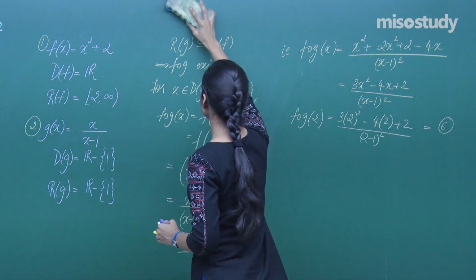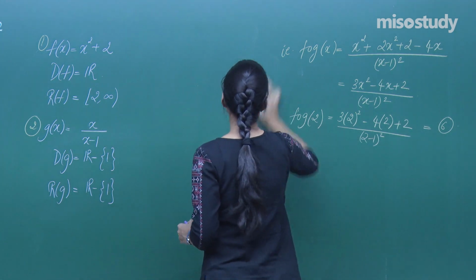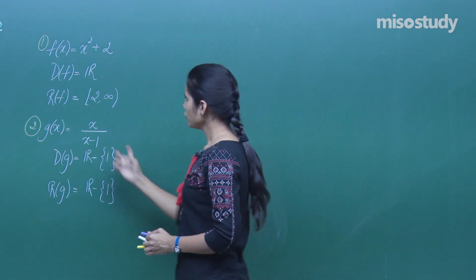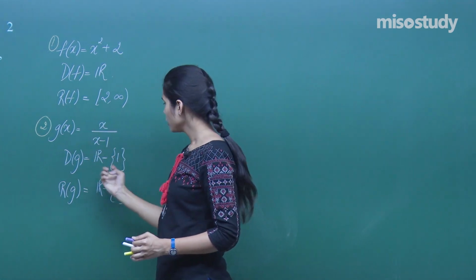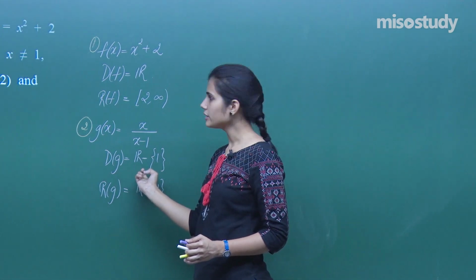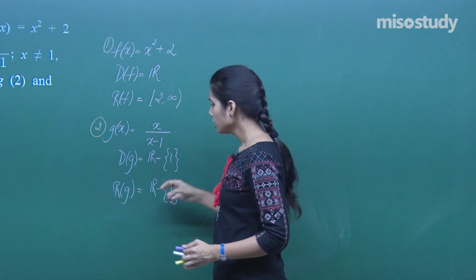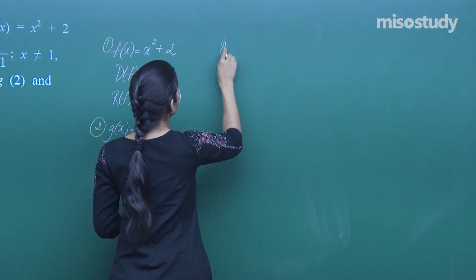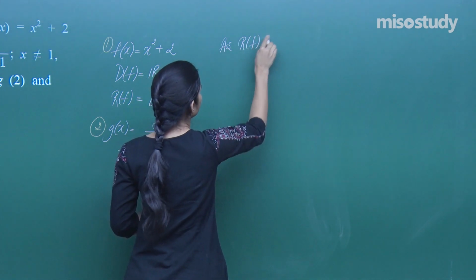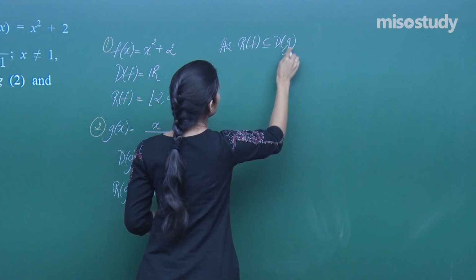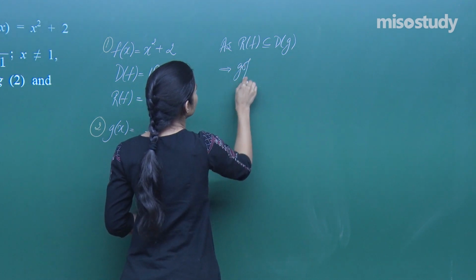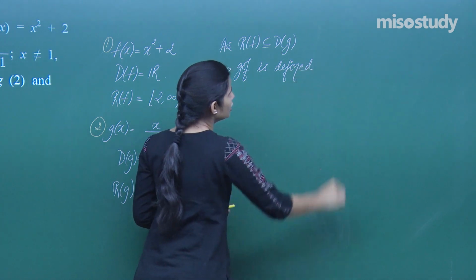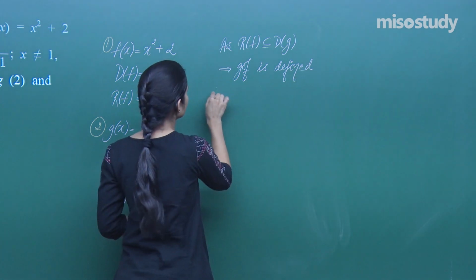Now the range of G is contained in the domain of F. Now I need to show the range of F is contained in the domain of G. The range of F is this, the domain of G is this. Clearly inside this only 1 is not there, and I need all real numbers from 2 onwards. So clearly all the real numbers from 2 onwards are lying inside this set. So as the range of F is contained in the domain of G, this implies GOF is defined. GOF is defined from the domain of F.